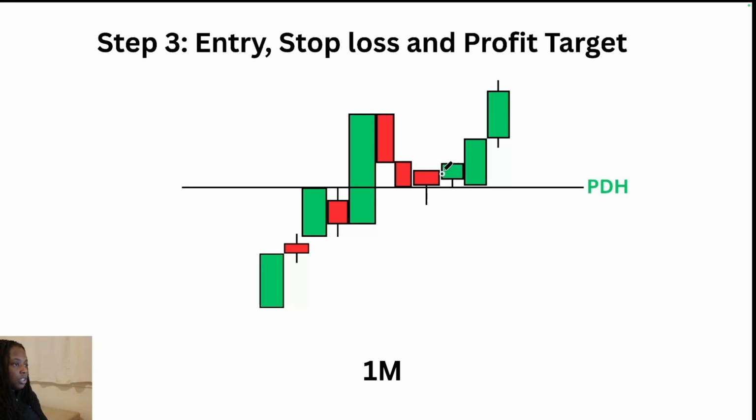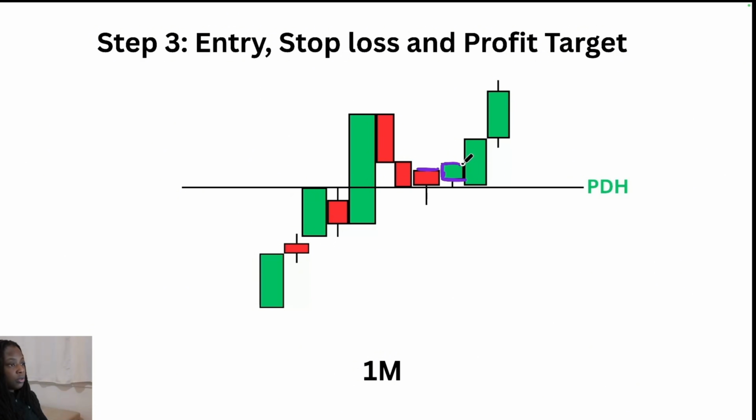Now, you see that at this point here, buyers have fully stepped in and successfully closed. Although this candle looks small, it's closed above this previous bar's high, and it's showing that yes, okay, buyers are stepping in.